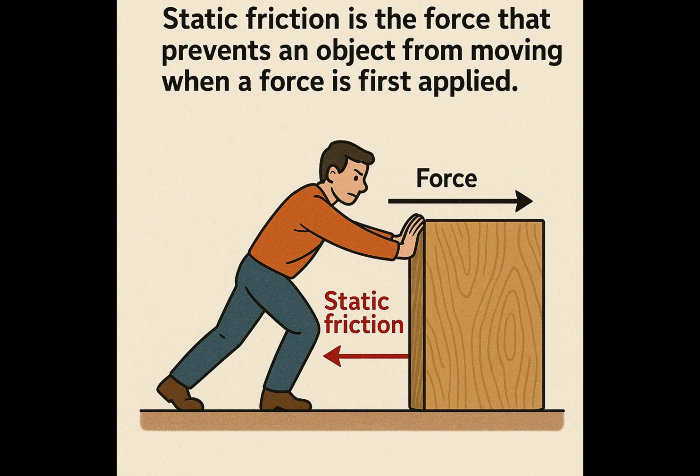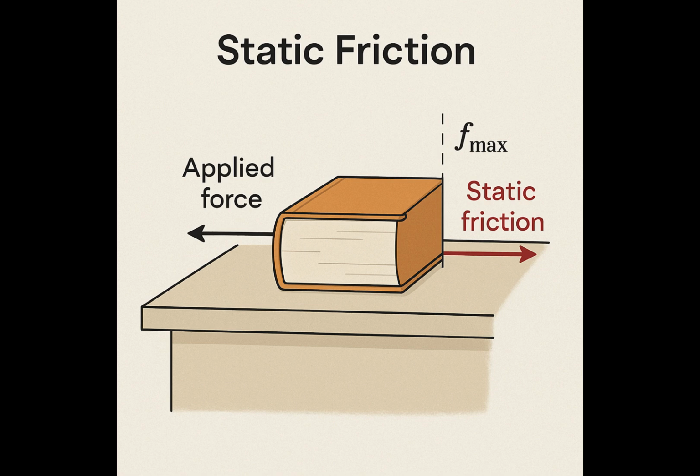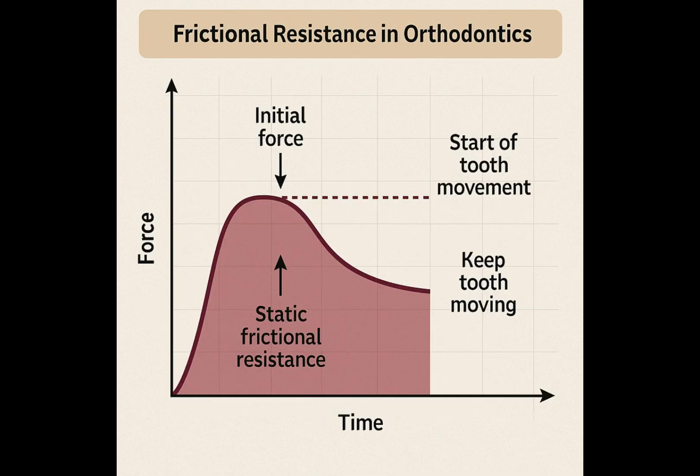Static friction is the force that prevents an object from moving when a force is first applied. Think of pushing a heavy book on a table. Initially, it doesn't move. That's static friction at play. The amount of force needed to start the movement is the static frictional force. As you increase the pushing force, the static friction also increases until it reaches a critical point, often called F max. Once your applied force exceeds F max, the object begins to move.